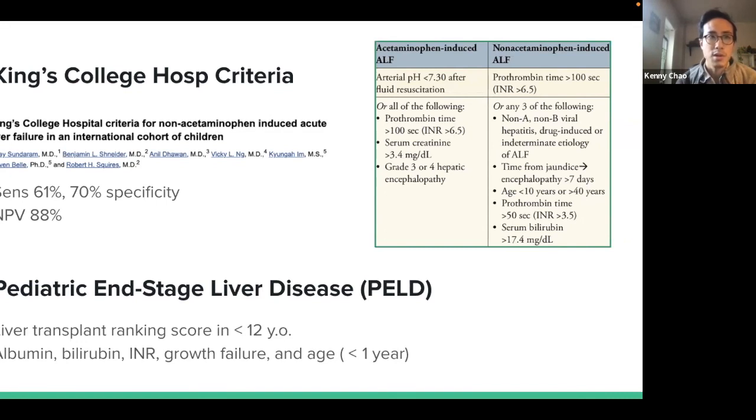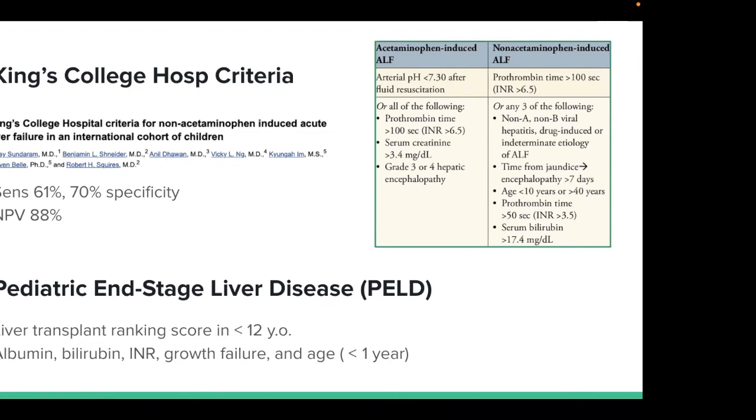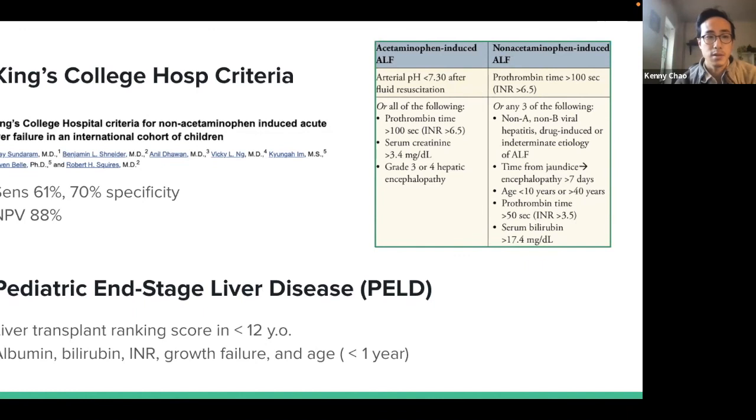What it did show was a negative predictive value of 88%. So essentially, of those that didn't meet the criteria, 88% survived at 21 days. So it's a decent predictor of survival or spontaneous survival without a liver transplant. So you can take that into consideration when you talk to the transplant teams and transfer centers.